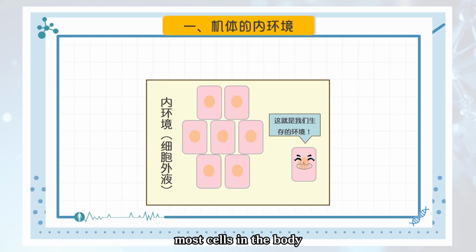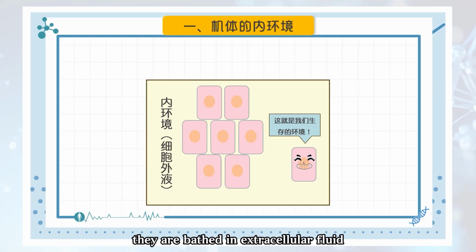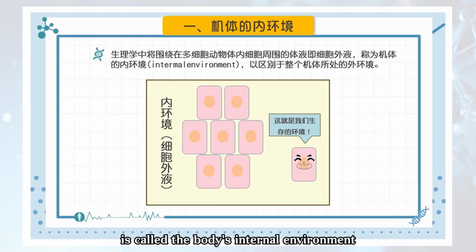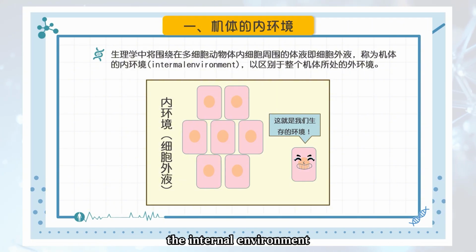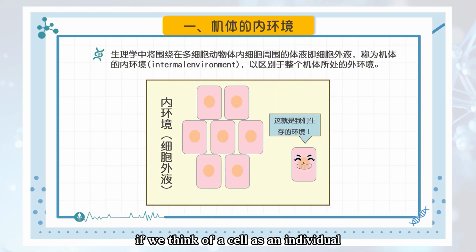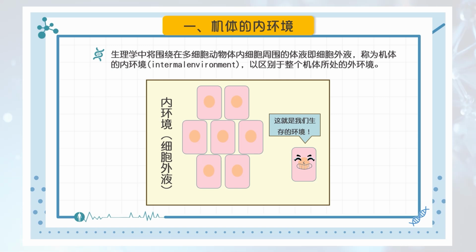Most cells in the body do not contact the external world. They are bathed in extracellular fluid. The extracellular fluid in which cells live is called the body's internal environment. The internal environment is distinct from the external environment. If we think of a cell as an individual, the internal environment is its living milieu.